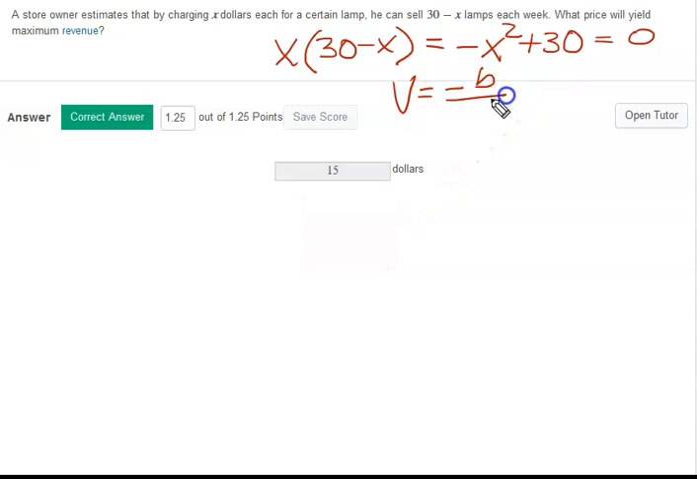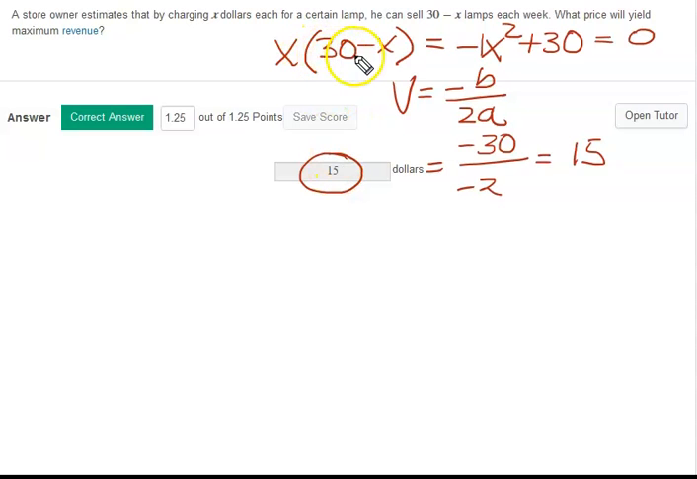Negative b over 2a. Well, our b is 30, so a negative b will be a negative 30. Our a is 1, so 2a is 2 times negative 1, which is negative 2. So this becomes a positive 15, which is what our answer is. Again, reflecting on the lesson, you've done some problems like this and know the protocol.